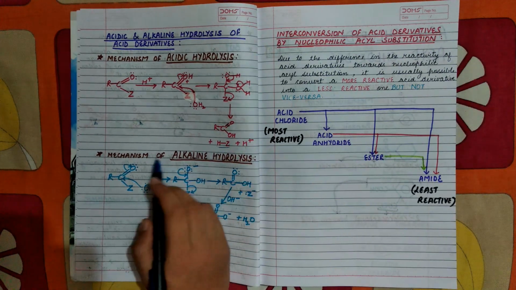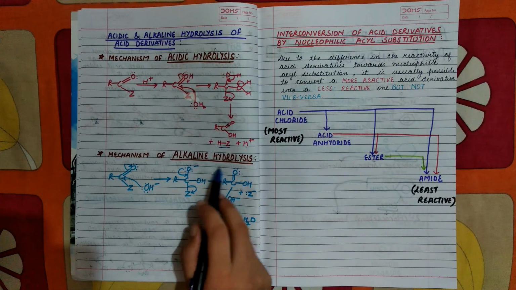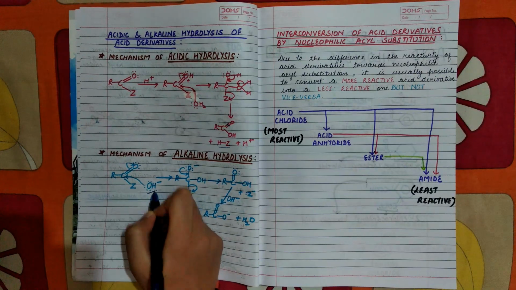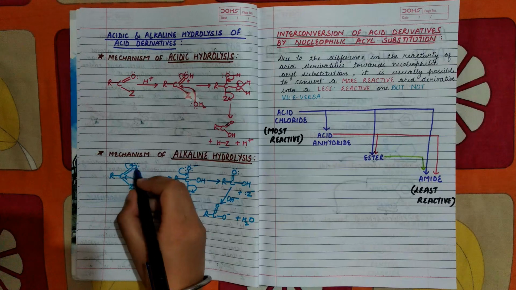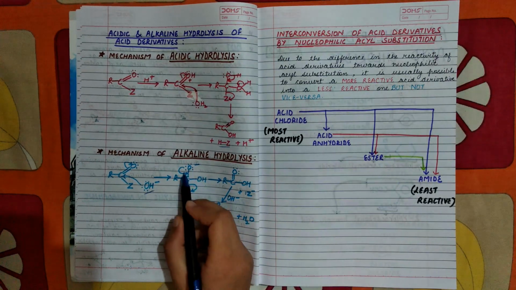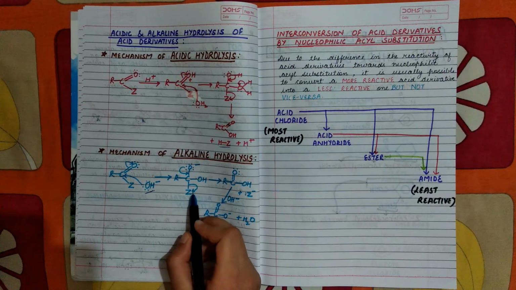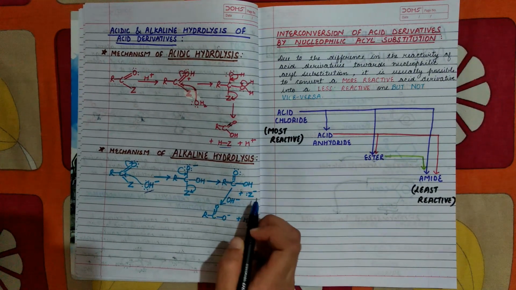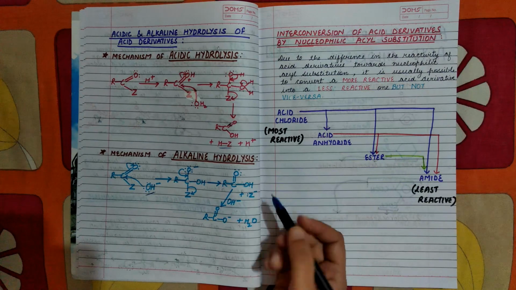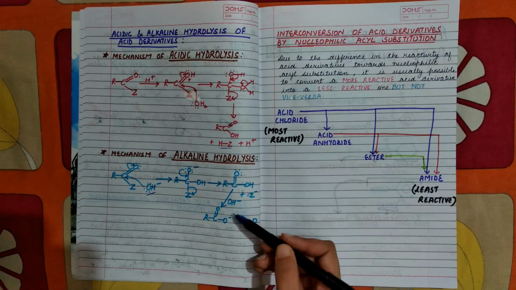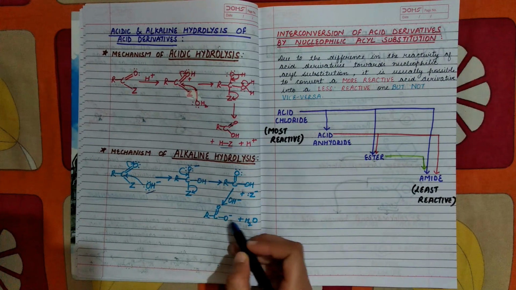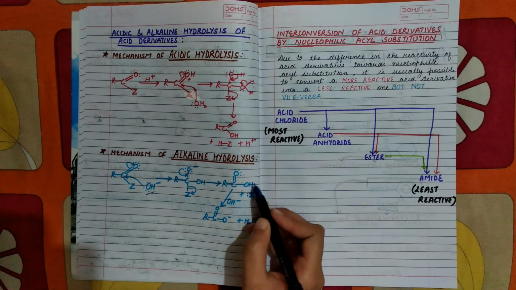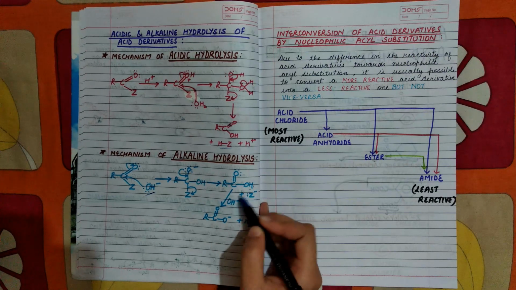The mechanism of alkaline hydrolysis is OH negative. Instead of H plus, OH negative attacks the carbon and this double bond shifts to oxygen. Oxygen gets a negative charge. Then this lone pair shifts to form the bond and the Z group leaves its position. Then again carboxylic acid is formed plus Z negative. Then again OH negative attacks this and we get RCOO negative plus water. From here H plus and OH negative combine to form water.